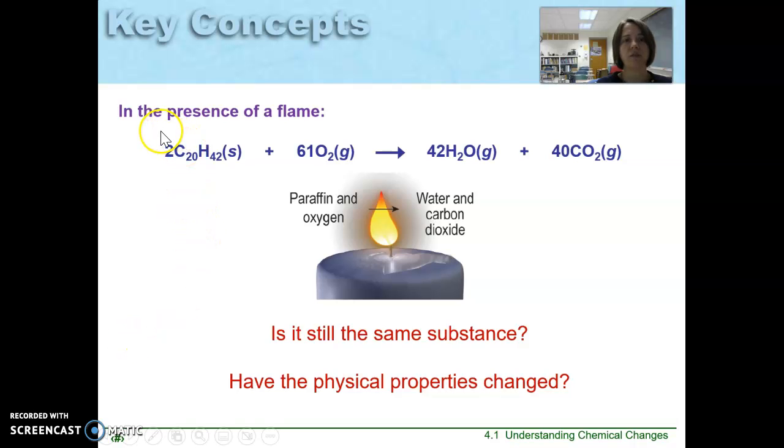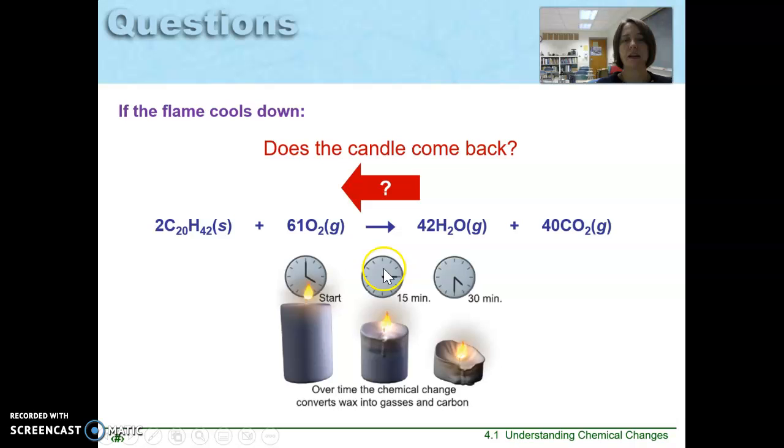Another example is paraffin, so 2 C20H42 solid plus 61 oxygen molecules will react to form 42 water vapor molecules and 40 carbon dioxide molecules. So over here, is this the same substance and have the physical properties changed? Can you get it back? Once you burn the wax, can you get it back?